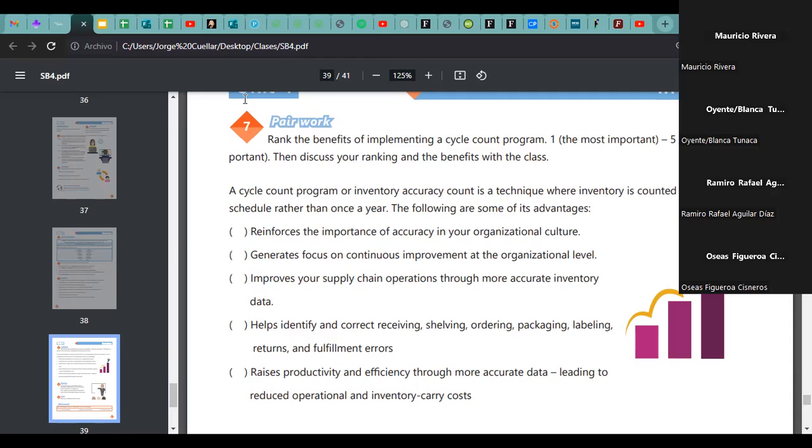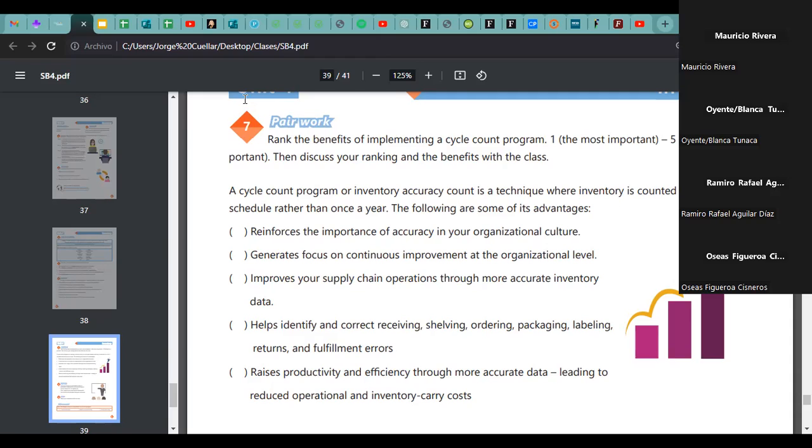Who wants to share number three? A general focus on continuous improvement at the organizational level. Very good. I mean, you always want to improve. You always want to be better because remember that if you are better, probably you are going to avoid wasting money or getting more profit, right? So that is the most important for companies right now.